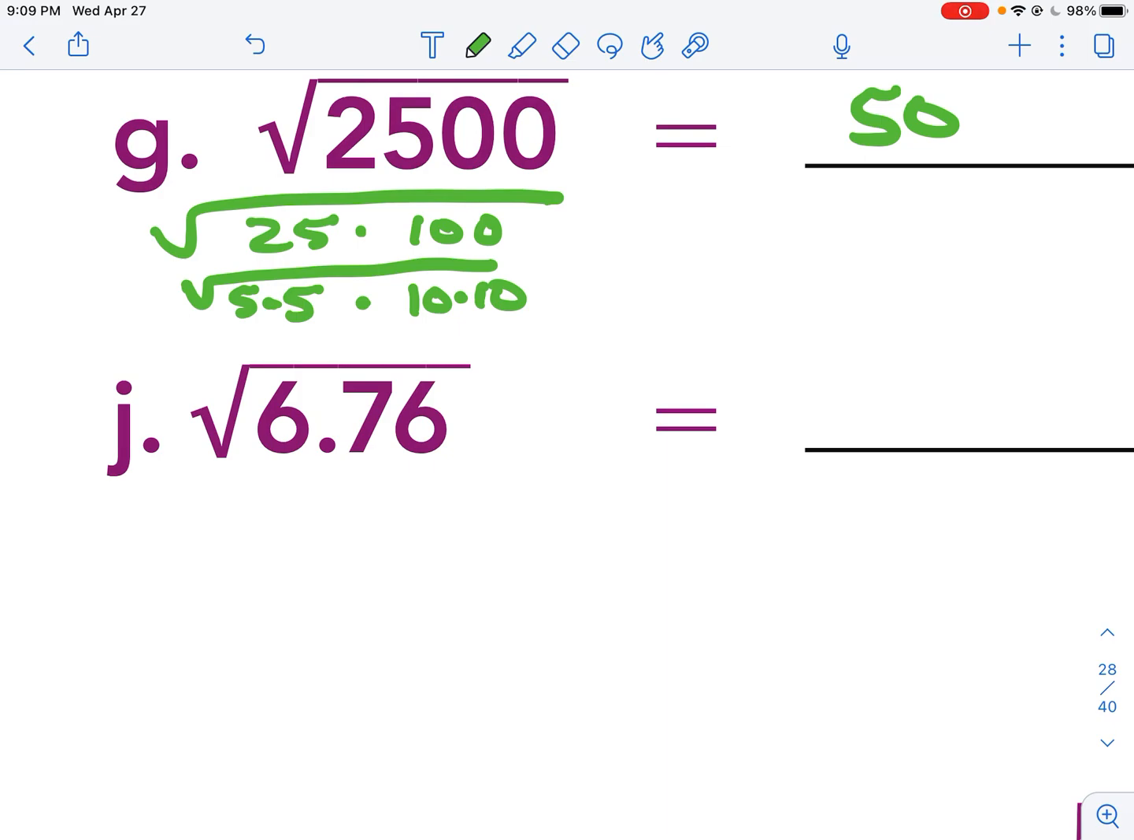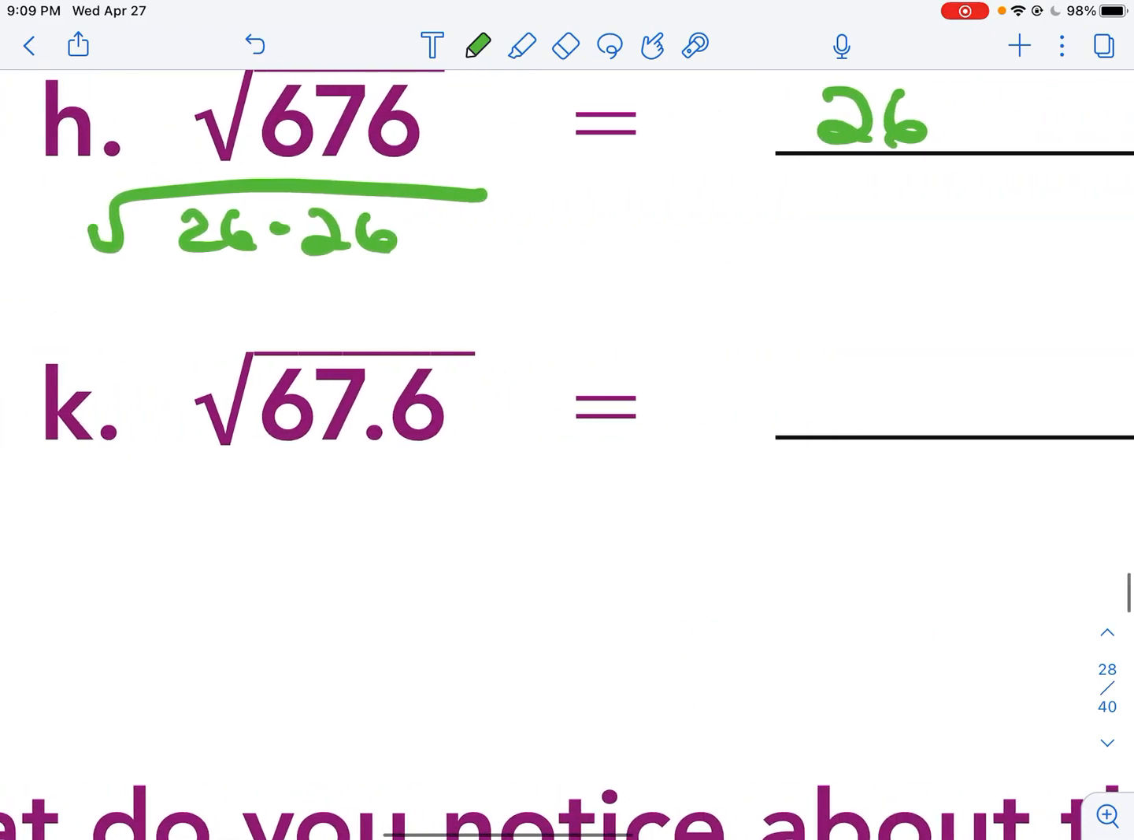I'm going to take a wild guess. It's going to be 2.6. It is. How did I know that? Because 676 without the decimal we just found a minute ago was 26, and there are 2 decimal spots.